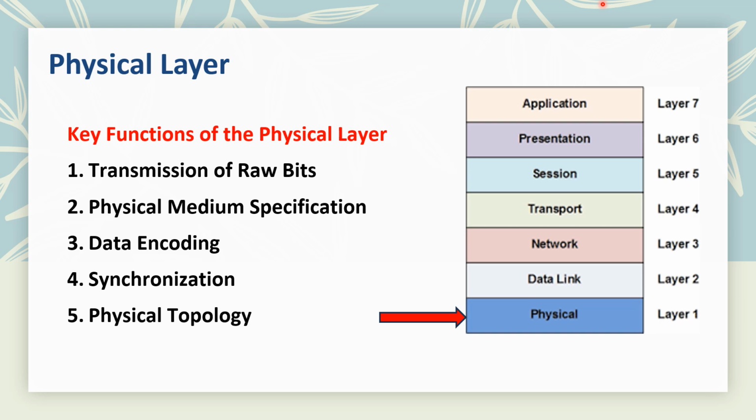It handles the synchronization of data transmission between devices, ensuring data is sent and received at the correct time. The physical layer defines the network's physical topology, including how devices are physically connected and how data flows through the network. This can include star, ring, bus, or mesh topologies.